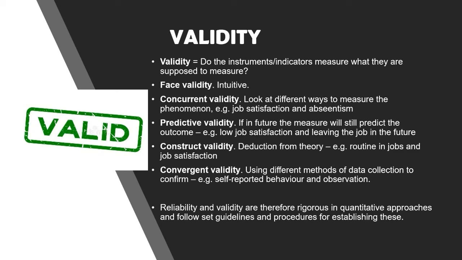And convergent validity, using different methods of data collection to confirm, for example, self-reported behavior versus observation. People can often express an opinion, but then when we measure it against their actual behavior, we see discrepancies. So that's what convergent validity means. We can ask opinions and then also say, but in the last month, what was your behavior like? Reliability and validity are therefore very rigorous in quantitative approaches and follow set guidelines.